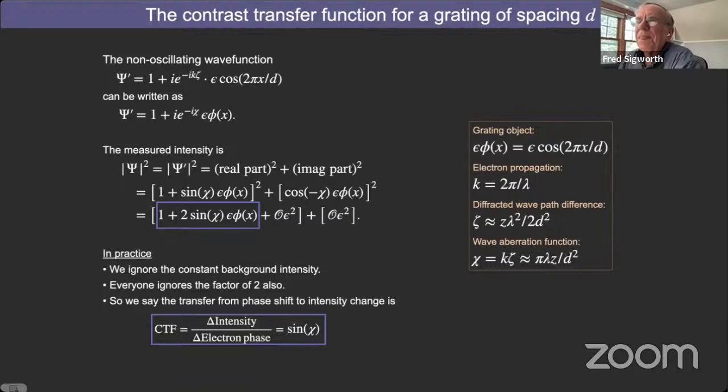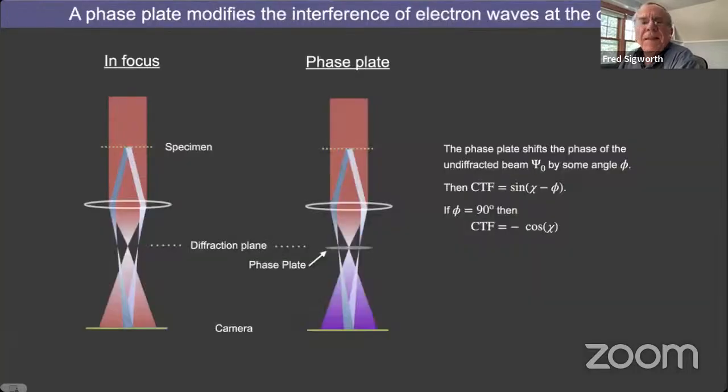Okay. All right. Finally, the phase plate. So the phase plate is a really wonderful device. The idea is, we have this problem that when we're in focus, there's no interference between the diffracted and the undiffracted wave. So what you do is you insert this device that doesn't shift the diffracted rays, but shifts the phase of the undiffracted wave by some amount, say 90 degrees. If we shift it by 90 degrees, then the CTF becomes a cosine function.